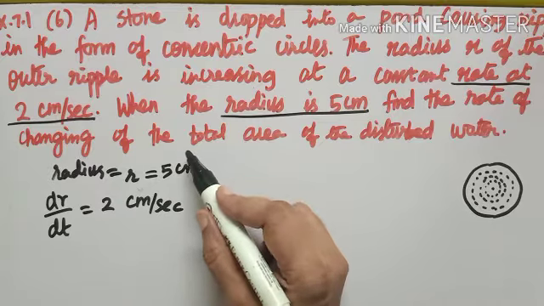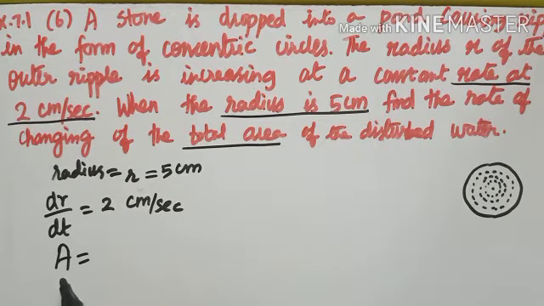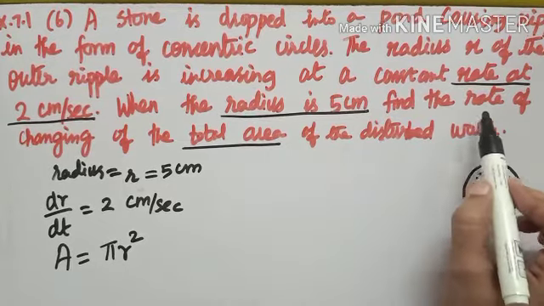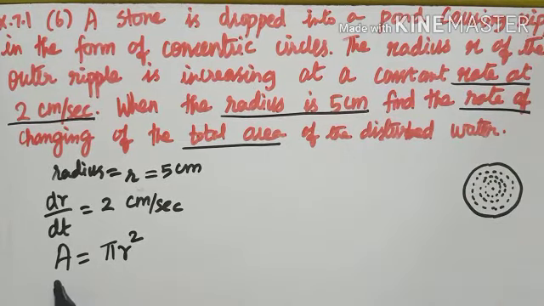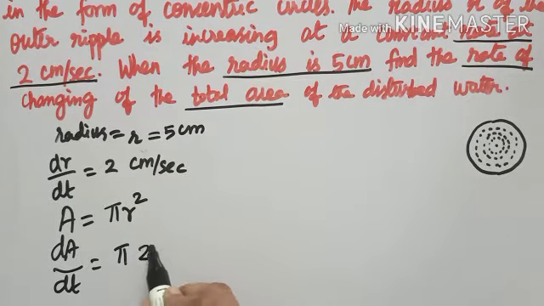The question is the total area. What is area? Area of a circle. It keeps on increasing. The area of a circle formula is pi r square. When I want the rate of change of area, I need to find dA by dt. Pi being the coefficient, keep it as it is. R square will become 2r dr by dt.